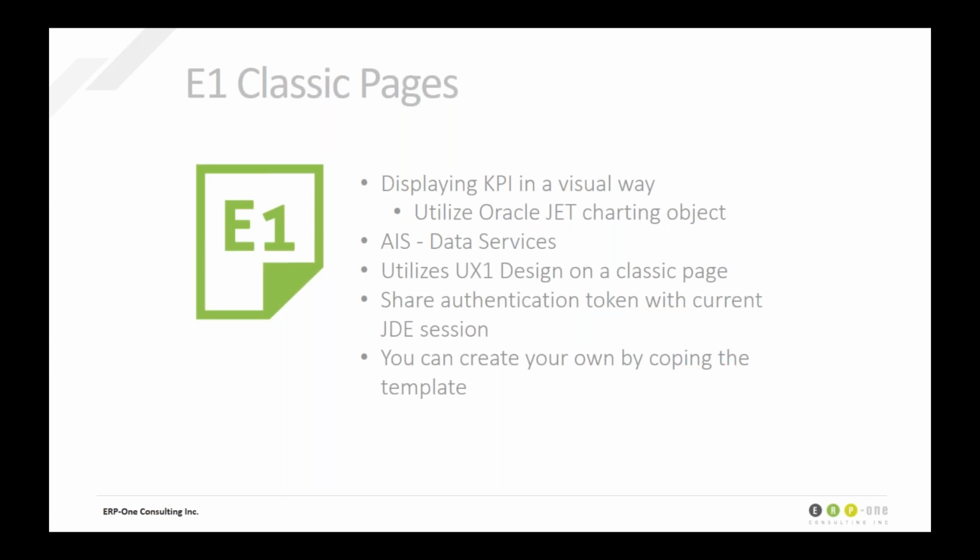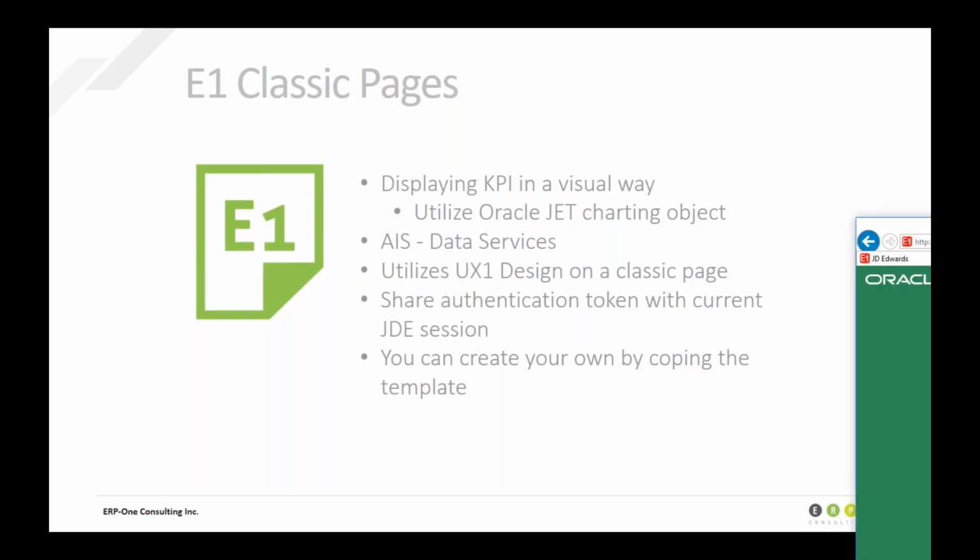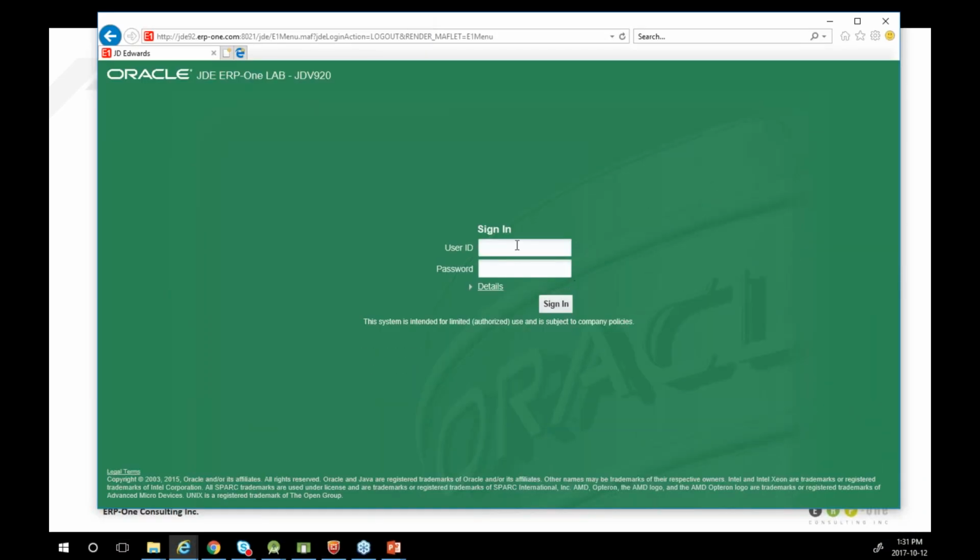It utilizes UX One design, so you can use all the object management around UX One and the new object management tools and security around that. Because this is embedded in JD Edwards, although it is a Jet open source application, the authentication models are exposed, and therefore you don't have to re-authenticate. So although we are in a separate piece of code that's outside of JD Edwards, because it's embedded, it shares the authentication with the current session. And then you can create your own one of these if you want to, and I'll get into that in a second.